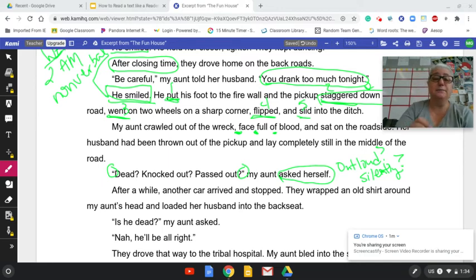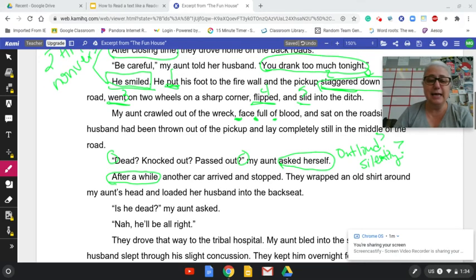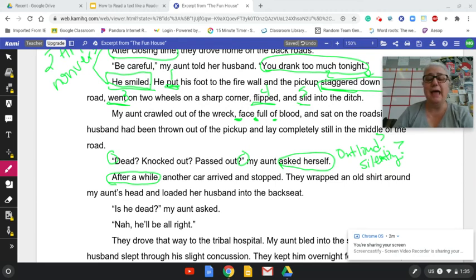"After a while." Again, this is the way that Alexie uses phrases at the beginning of paragraphs and sentences to move time forward. "Sometime after the accident, another car arrived and stopped. They wrapped an old shirt around my aunt's head and loaded her husband into the back seat. 'Is he dead?' my aunt asked. 'Nah, he'll be all right.'"